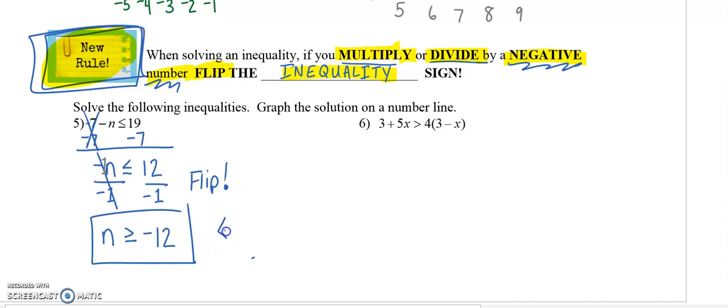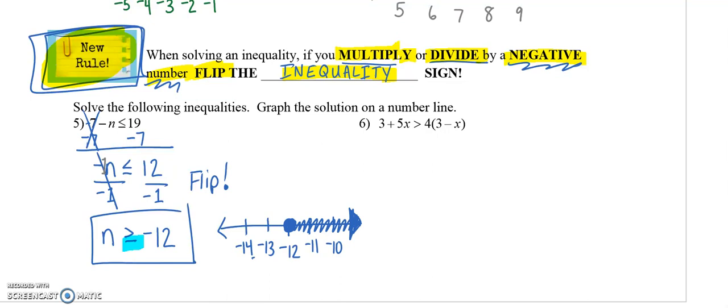So all that's left here is to graph it. I'm going to draw my number line, plot negative 12. To the left, that's negative 13, negative 14. To the right, negative 11, negative 10. Is this going to be an open or a closed circle? Take a second. Think about it for a little bit. Got it? Well, hopefully you said, there's an equal sign here, so that means it's going to be a closed circle. And it's greater, because we flipped the sign, so greater than. That means I'm going to shade to the right. Put my arrow on the end, and there you have it.